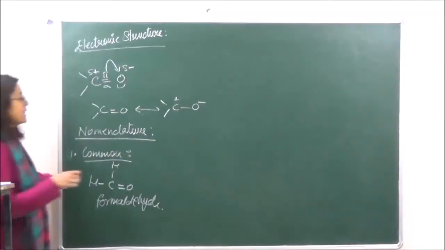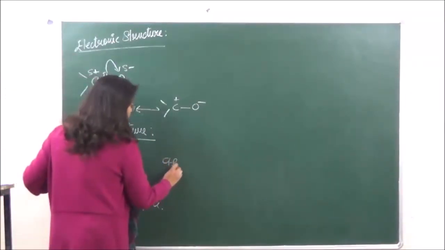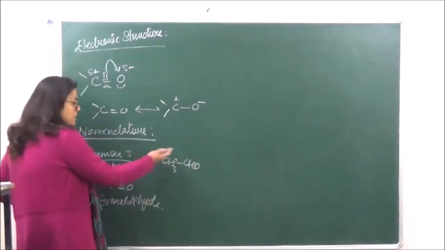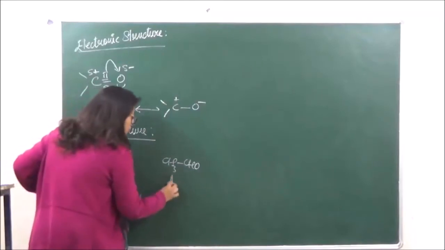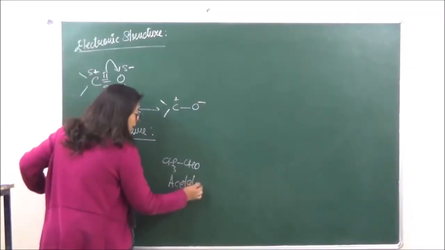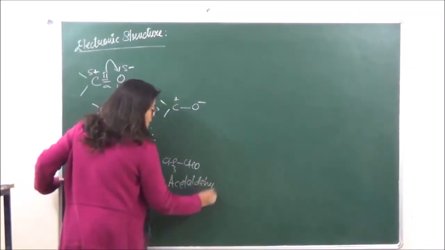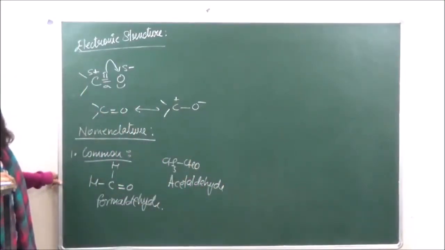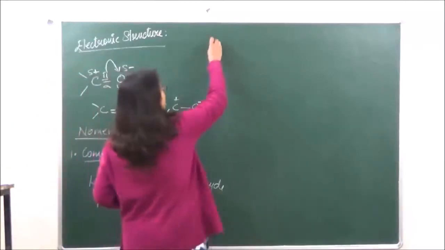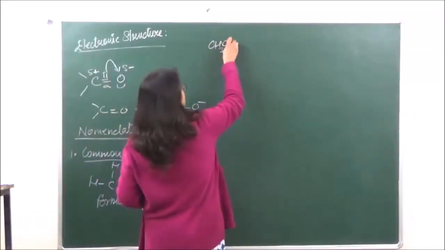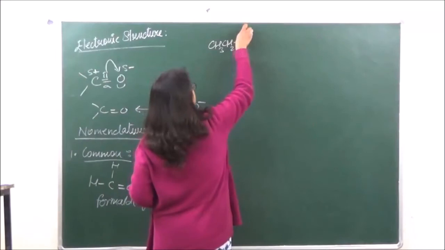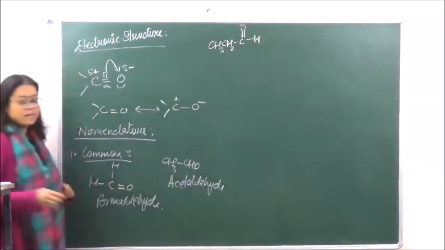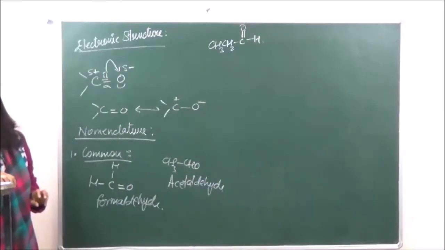Right? And then the next member, CH3CHO, this is the acetyl group which we have introduced over here. So this is going to be known as acetaldehyde. Okay? And if we are having 3 carbon atoms, this is known as propionaldehyde.